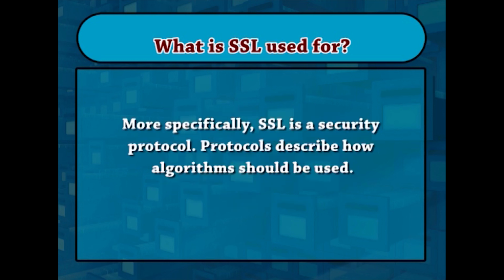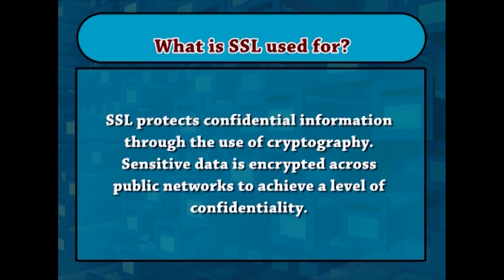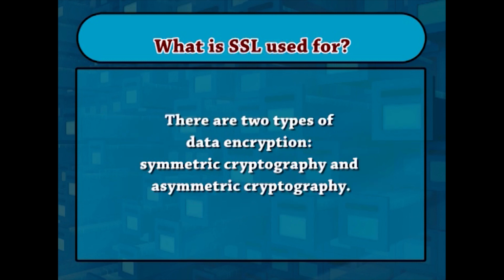More specifically, SSL is a security protocol. Protocols describe how algorithms should be used. In this case, the SSL protocol determines variables of the encryption for both the link and the data being transmitted. SSL protects confidential information through the use of cryptography. Sensitive data is encrypted across public networks to achieve a level of confidentiality. There are two types of data encryption: symmetric cryptography and asymmetric cryptography.